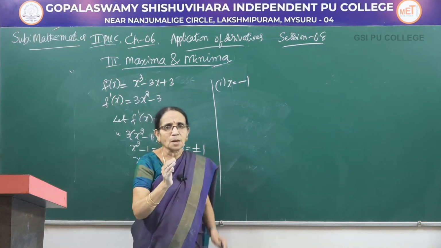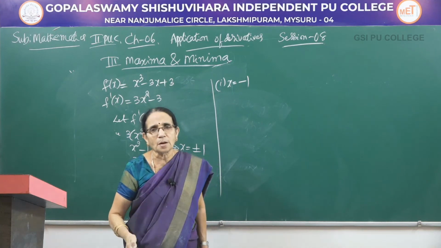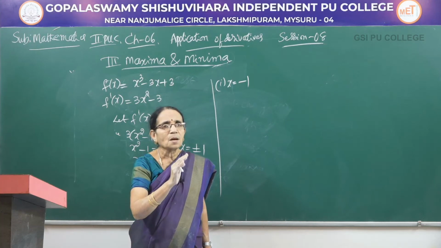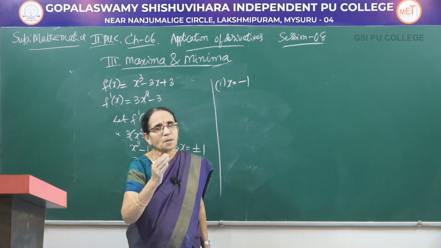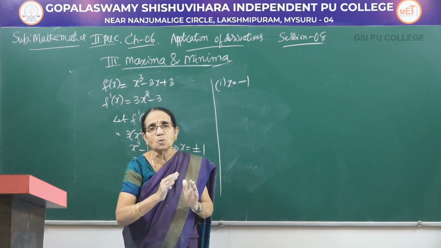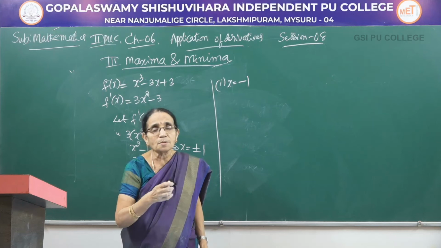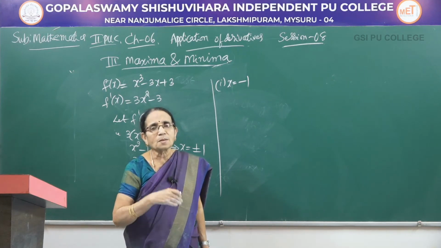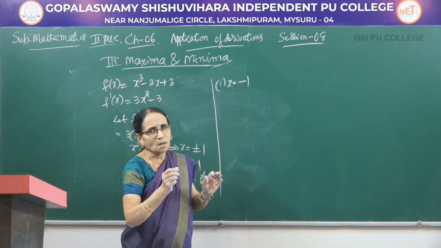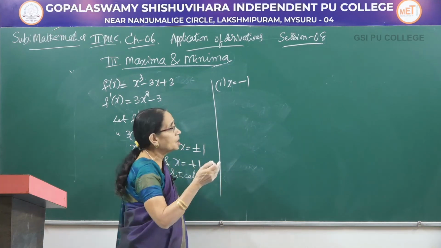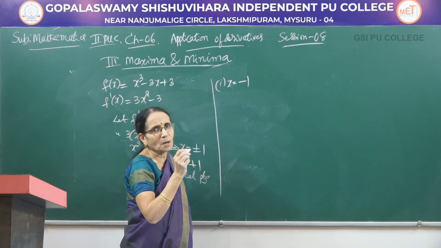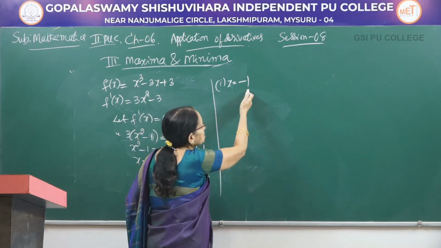Now, in the small neighborhood of the point minus 1, I consider a value slightly less than minus 1 and a value slightly greater than minus 1. In that small interval, how does the derivative behave? Whether it goes from positive to negative or negative to positive. I will take a number here to make you understand how the sign changes. First, slightly less than minus 1, that is to the left here.